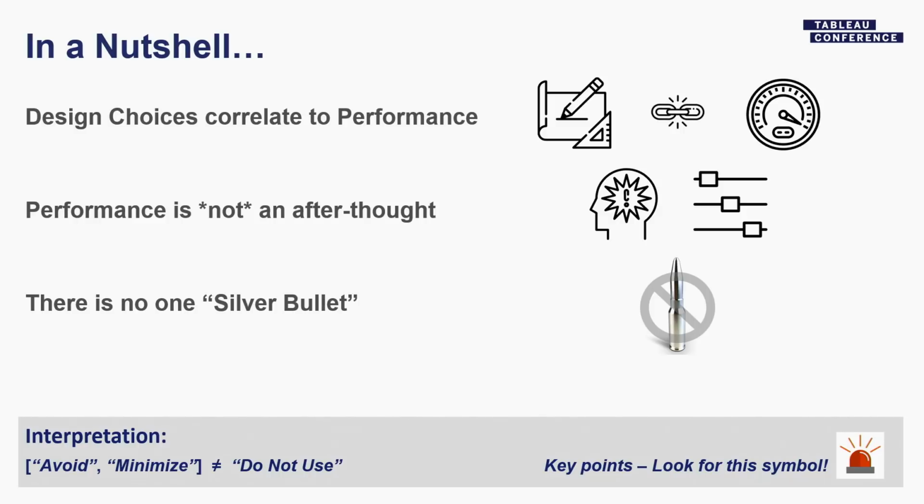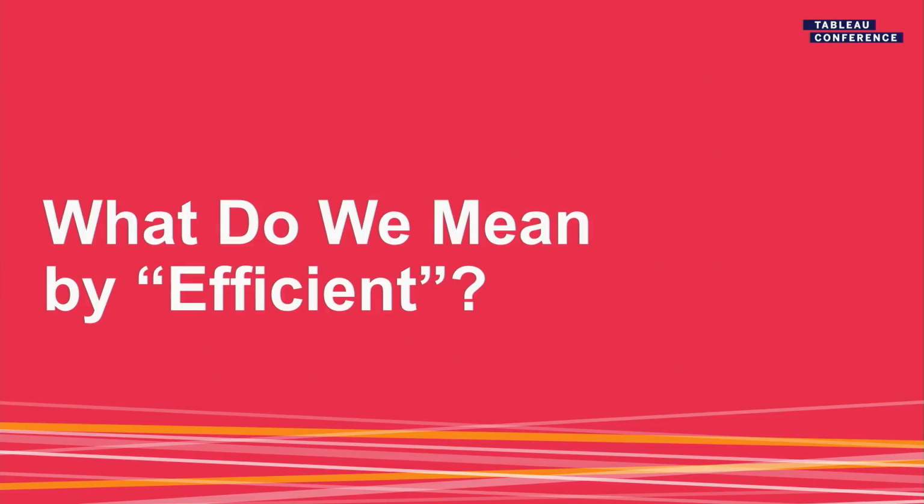I'm going to draw out 1 thing before I start, and that is, if your workbook is slow in desktop, it will be slow in Server. Server's purpose is not to make a workbook faster. Server's purpose is to scale it out to thousands of people. So if you've got a really slow workbook in desktop, it'll be really slow in Server. So keep that in mind as well.